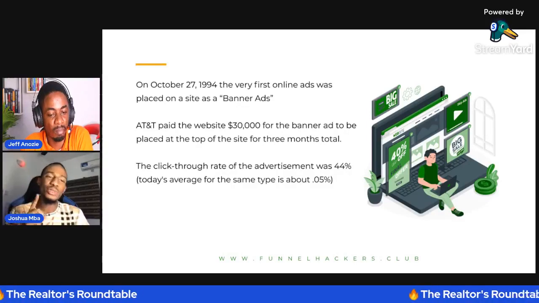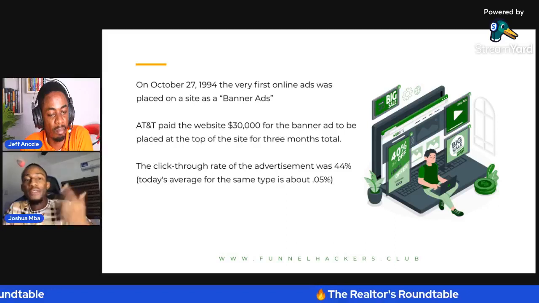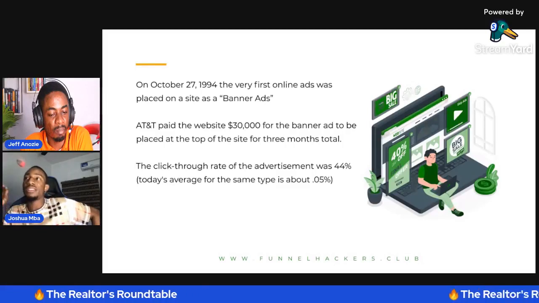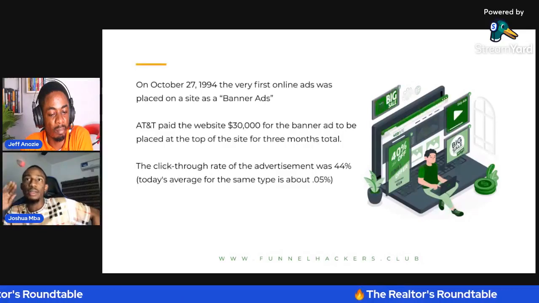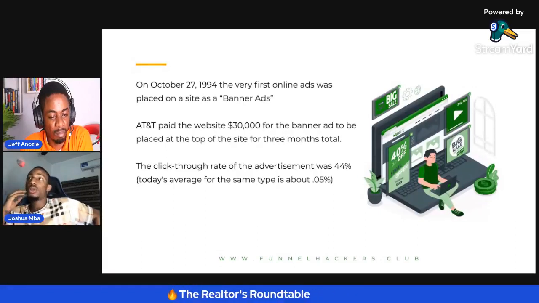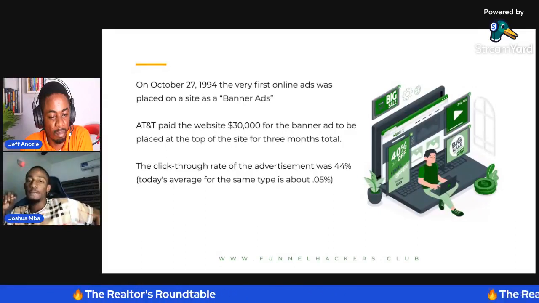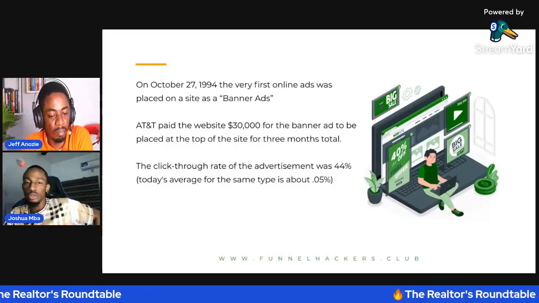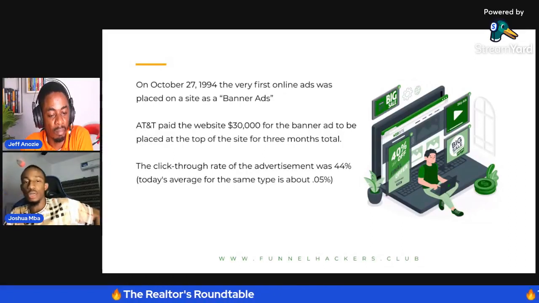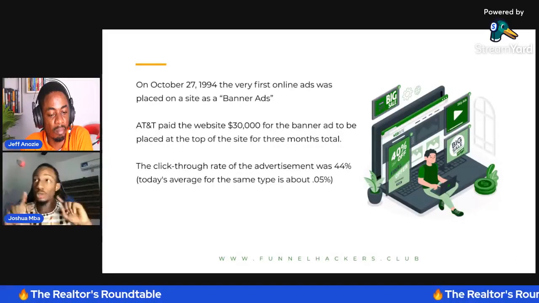So on October 27, 1994, the very first online ad was placed on the site. It was called Banner Ads. Because today, when we talk about sales funnel, we are basically talking about selling your products and services online with full automation. I'm also going to break that down for you. There's no way you want to do sales funnel fully without leveraging some automation tools. And if there is going to be an automation process, that means it should be plugged to something that has to do with an online system, right?